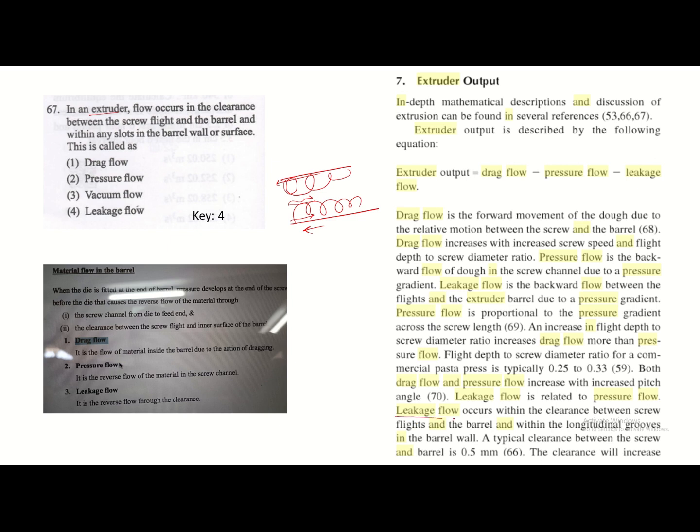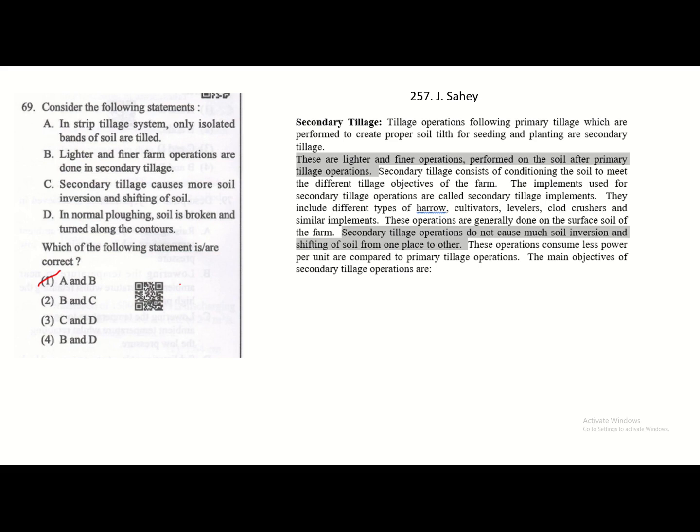After the leakage, what type of flows between the sides of the wall? The leakage flow occurs within the clearance between the screw flight and the barrel, within the longitudinal grooves in the barrel. Exactly this I took from online sources. I don't know the exact book, but this is the source. So the answer is 4.